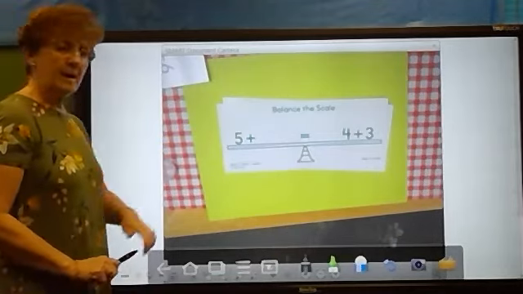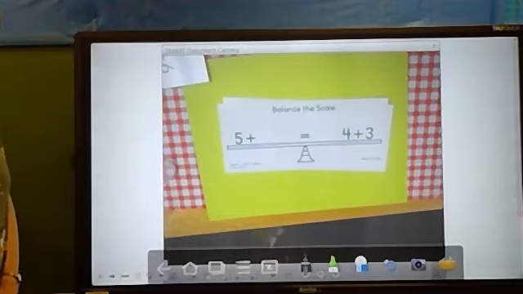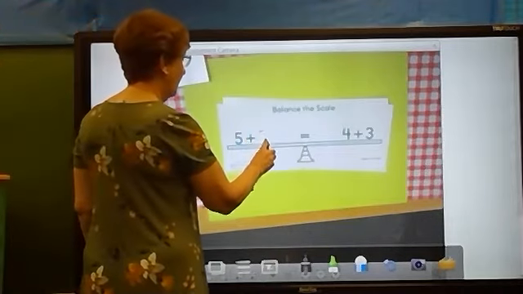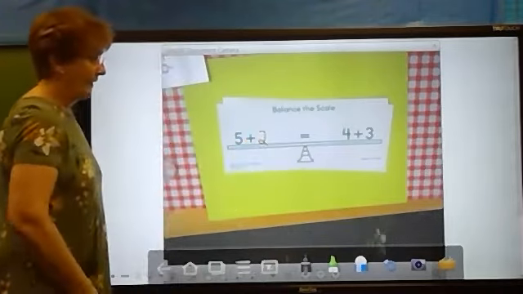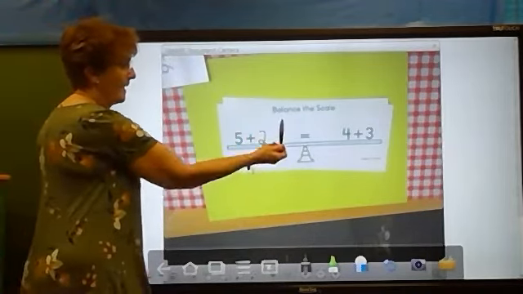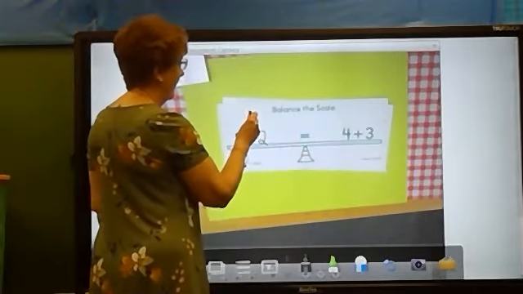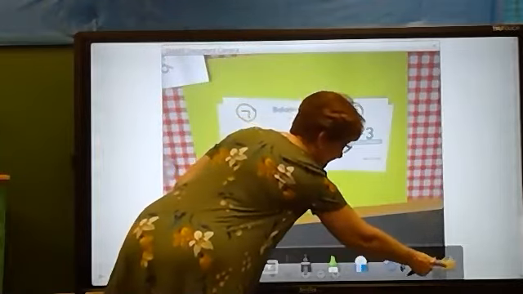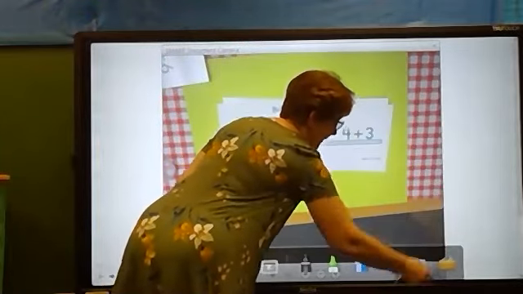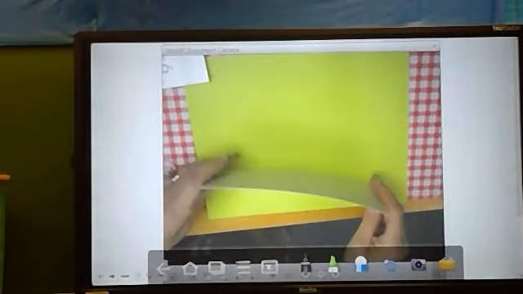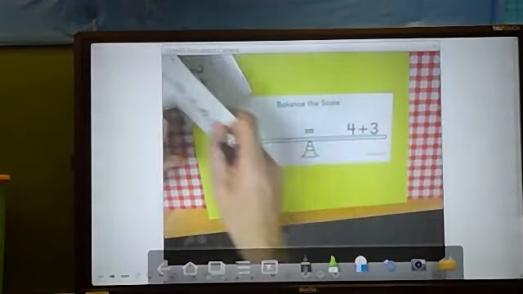So now I have to think about my partners that I learned. 5 and what number are partners for 7? If you said 2, you are correct. Now my scale is balanced because 5 plus 2 is the same as 4 plus 3 because they both have a sum of 7. Remember, that equal sign means that what is on one side is the same as on the other side.